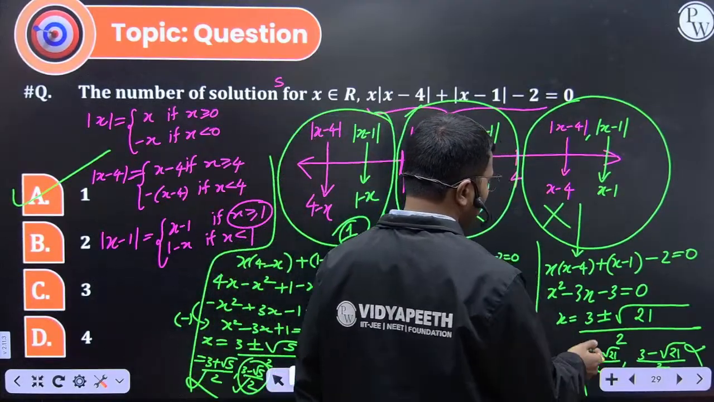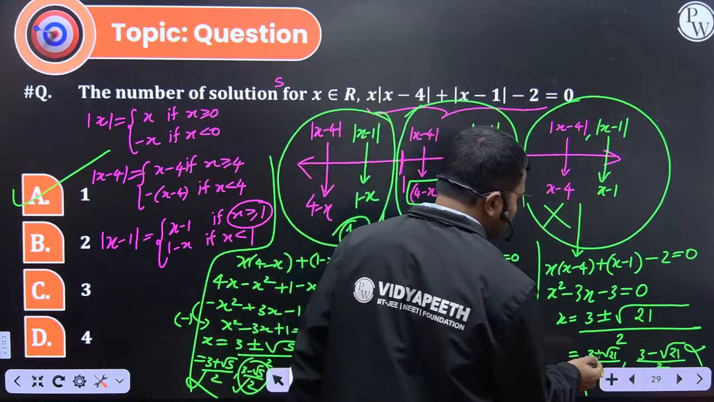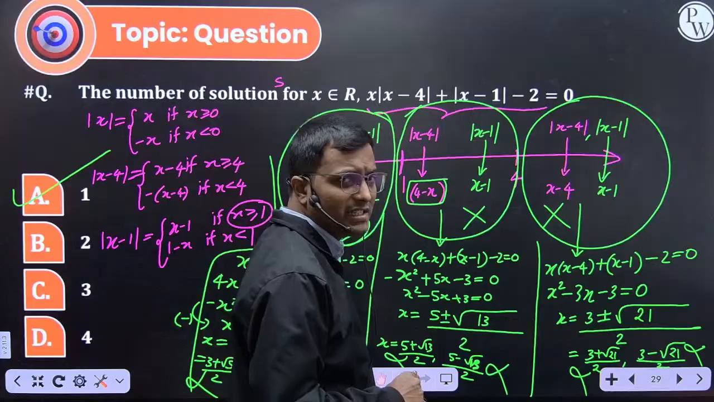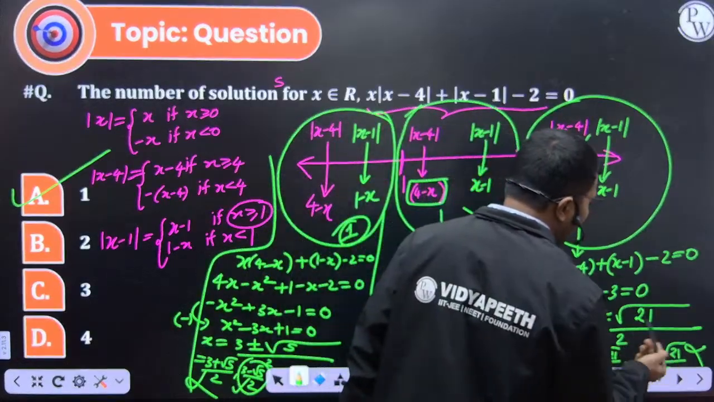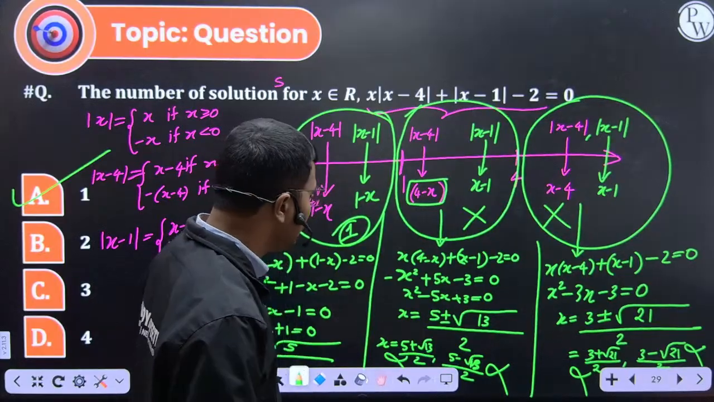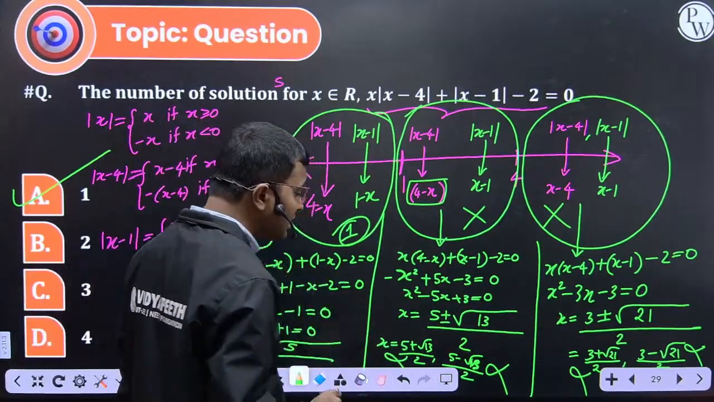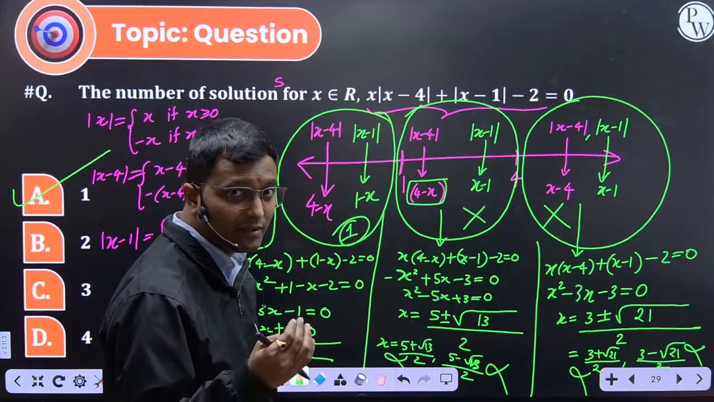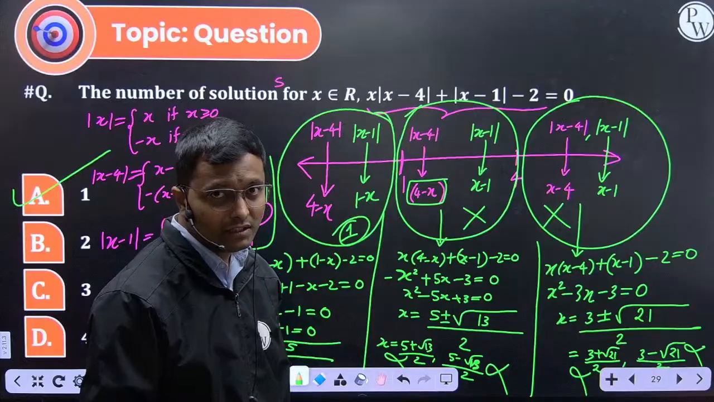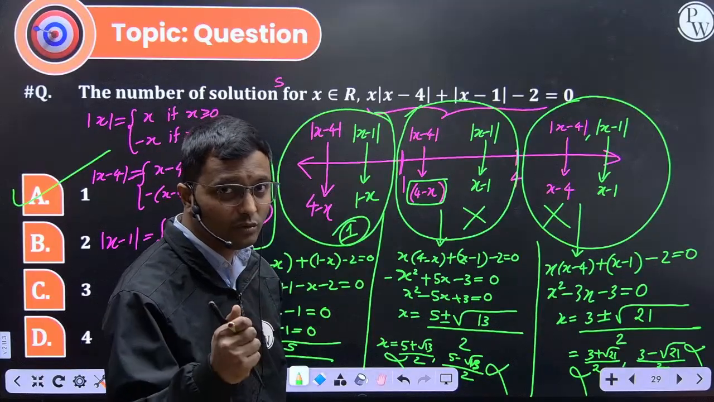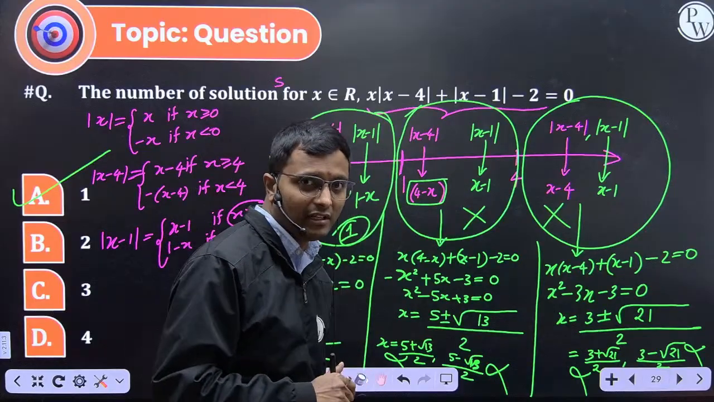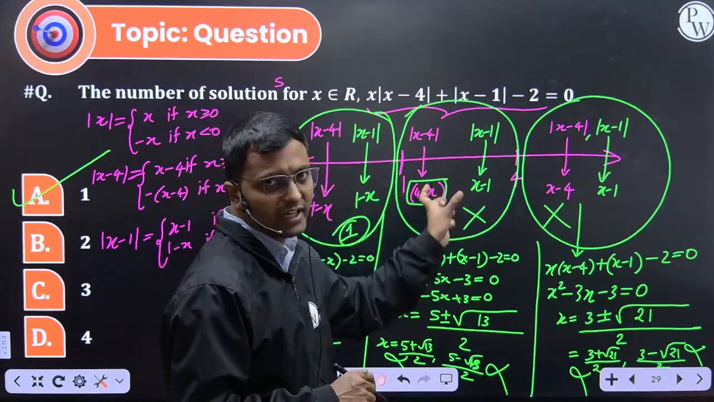Okay, so here we are getting 3 plus 4 point something, that is 7 point something by 2, not in the interval. 3 minus 4 point something, that is completely a negative value. Here 5 plus 3 point something, that is 8 point something by 2, greater than 4. 5 minus 3 point something, that is 1 point something by 2, that is 0.8, 0.9, like that. So it is not in the interval, because this is the second region between 1 and 4.